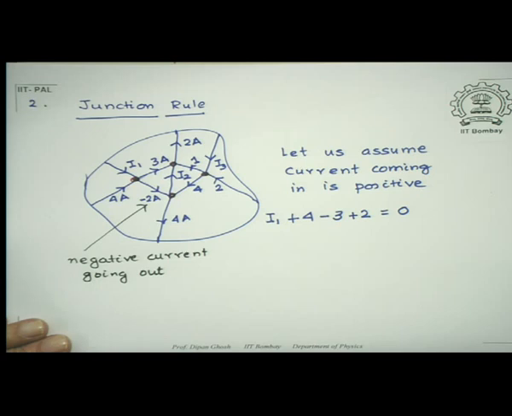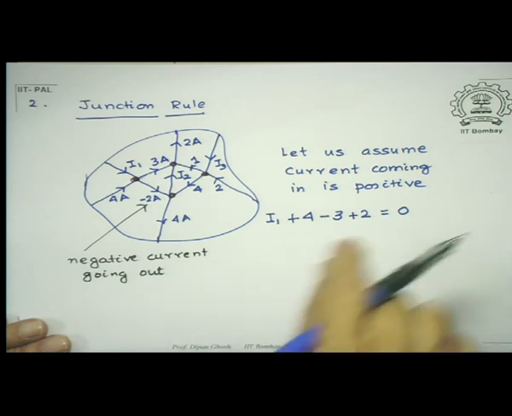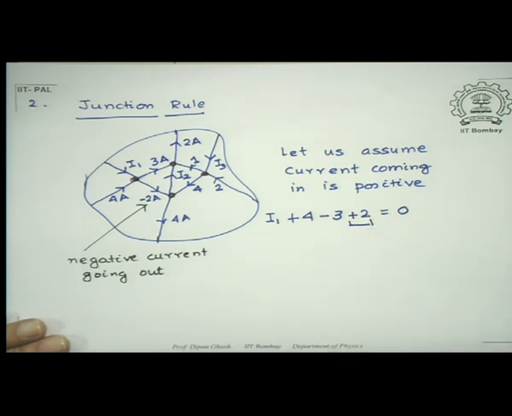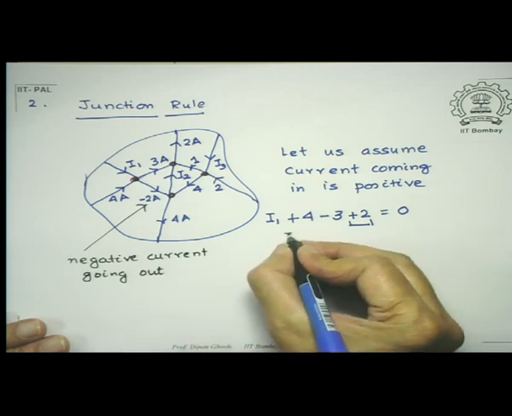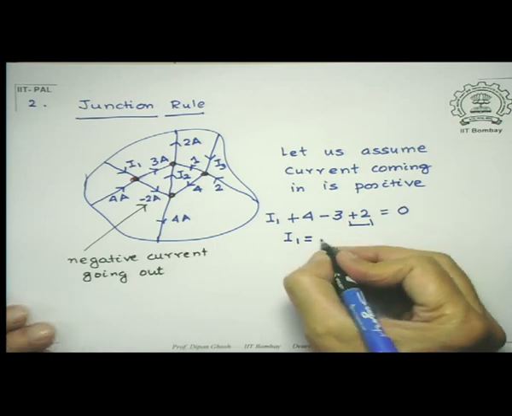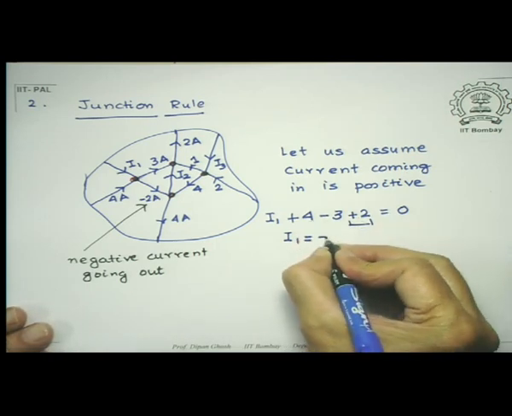I have minus 2 going out, which also means plus 2, the direction is actually opposite. So that is what I have taken care of by writing this as minus of minus 2. So look at this, this tells me that I1 is equal to, 4 plus 2 is 6, so it is minus 3 amperes.